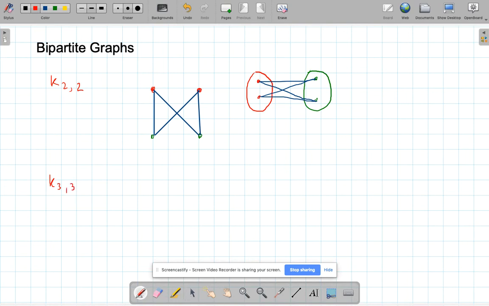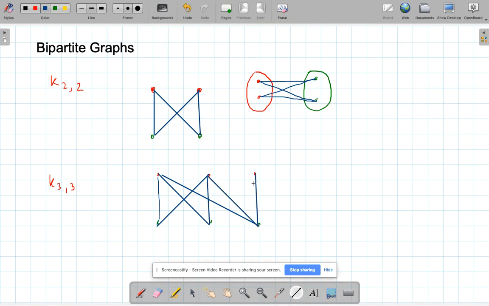Now, it will become a little bit more complicated if we do a K33, which means I've got three vertices here, and three vertices here, and all I need to do is join every single vertex here with the green, but not with the other reds. So I've got this one, let's use a straight line, I've got this one, I've got this one, etc.